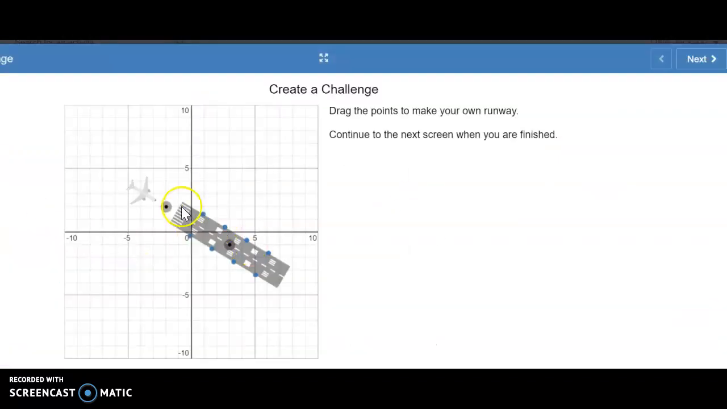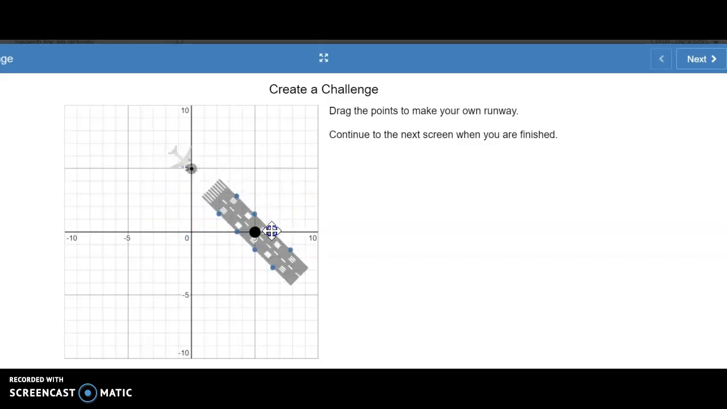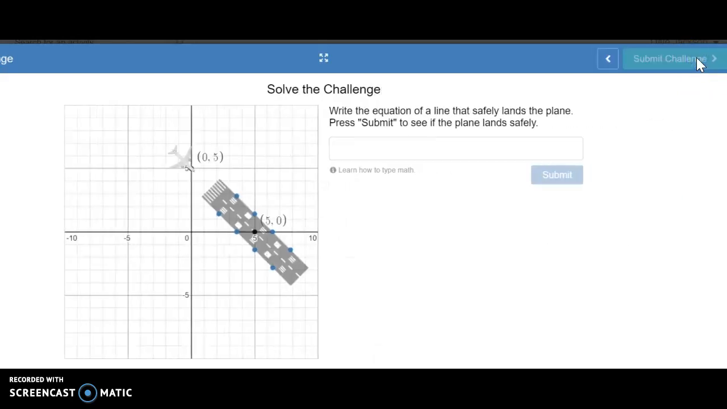So you can move any of these. You can move this point up and down. You can move this point around. Your job is to make a challenge for somebody else. So make a challenge, you move it around. You do have to come up with your own equation though, so you have to type in the correct equation before submitting your challenge. So come up with some good challenges for each other.